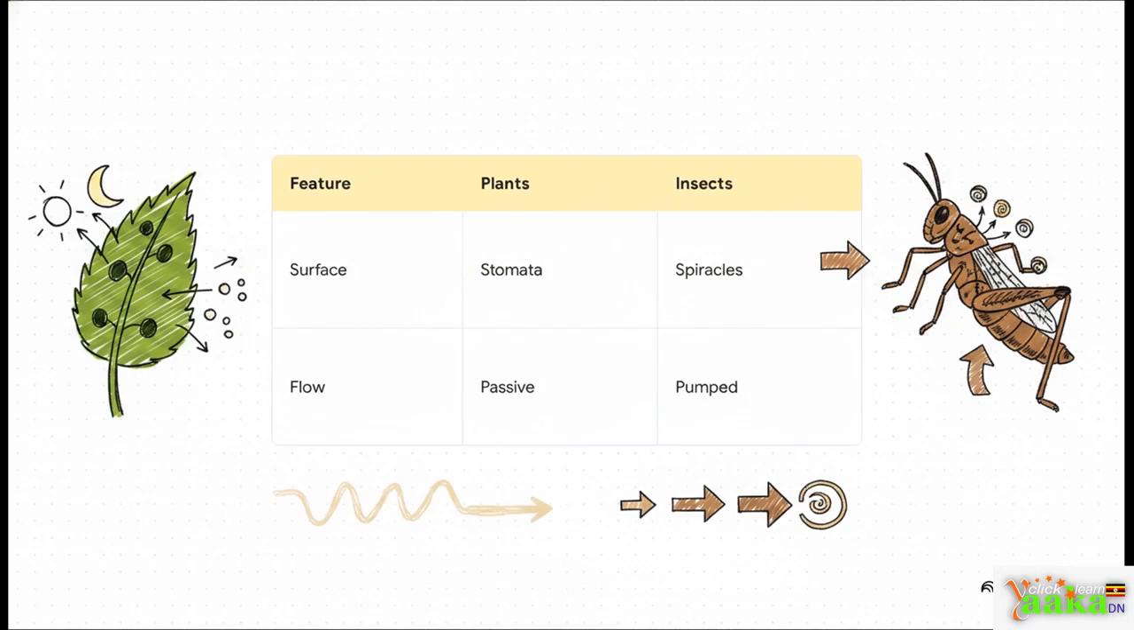For movement, plants rely on passive, simple diffusion. Insects use diffusion too, for sure, but they can also actively pump air in and out by contracting their abdominal muscles. And regarding their needs, a plant's gas requirements completely flip depending on whether it's day or night, whereas an insect is constantly taking in oxygen, no matter the time. Keep these comparison points in mind. This table is a brilliant study tool.